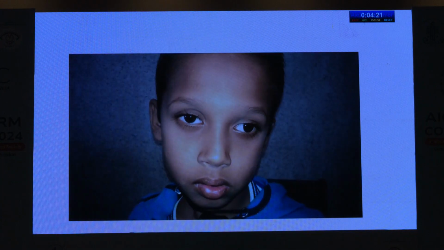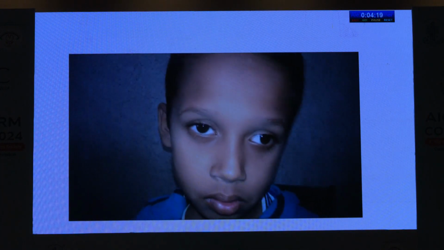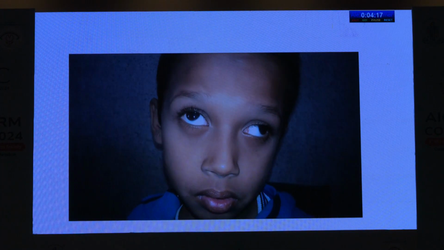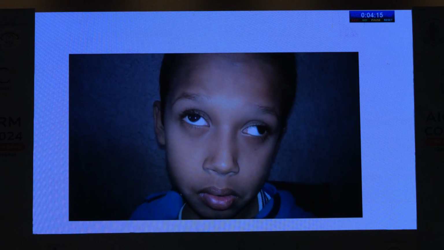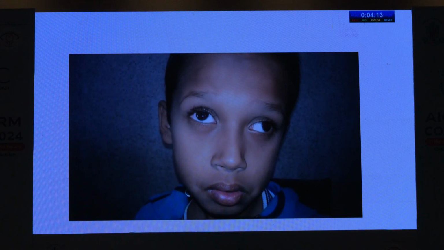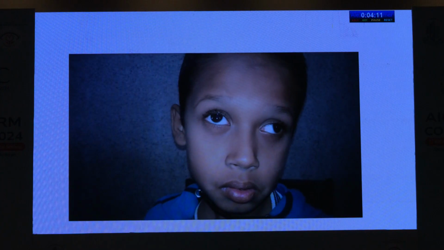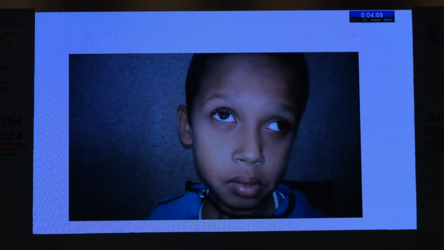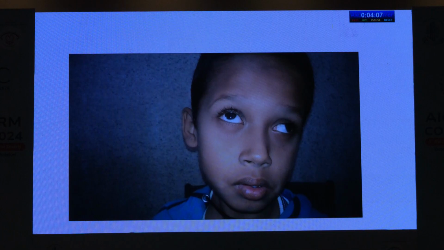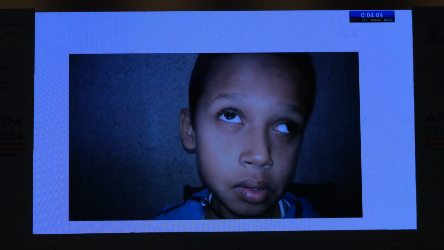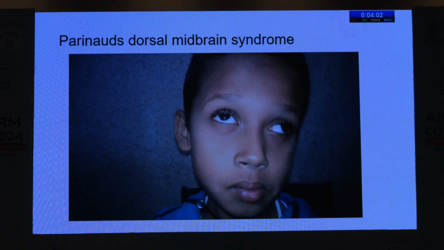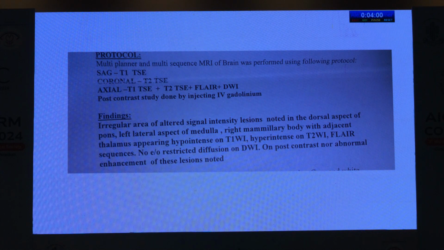And this is another child with dengue encephalitis. Here I want to demonstrate convergence retraction nystagmus, in continuation with Jyoti's talk. You can see that when you ask the patient to look up, the eyes converge, and you get that convergence and retraction nystagmus. Again, in the imaging you can see the lesions around the medulla, the mammillary body and the thalamus.